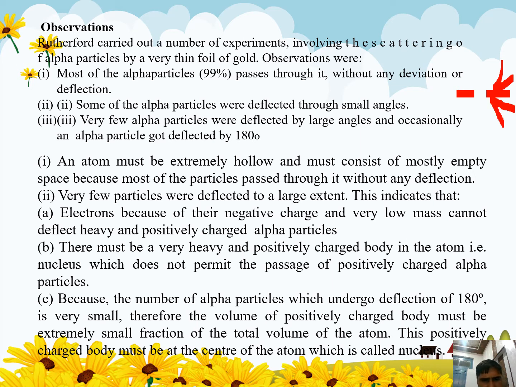Now, an atom must be extremely hollow and must consist of mostly empty space, because most of the particles pass through it without any deflection. It means the atom has mostly empty space, because most of the particles can pass through it. If very few are deflected, it indicates that the electron, because of its negative charge and very low mass, cannot deflect a heavy and positively charged particle.